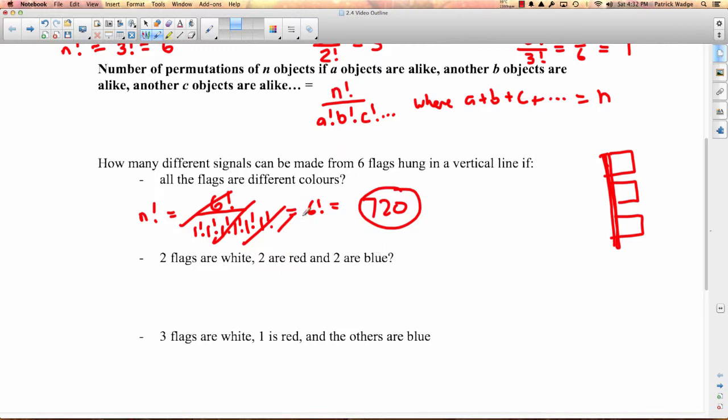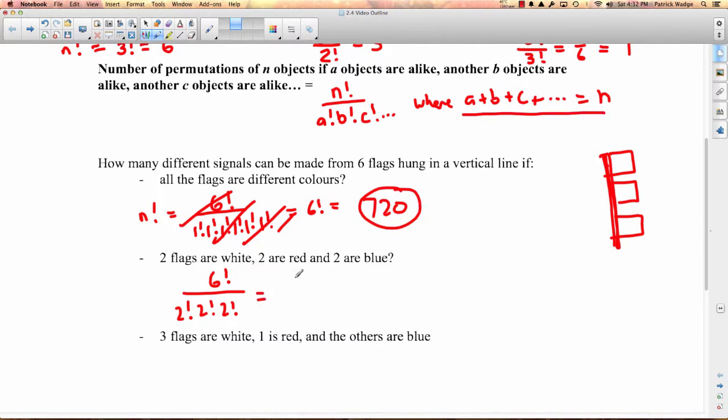So what we do is, again, n factorial. So how many flags total? 6. So that's 6 factorial. But then 2 of the white ones, they're identical. So we have 2 white ones that are identical, 2 factorial. Then we have 2 red ones that are identical, so 2 factorial. Then we have 2 blue ones that are identical, 2 factorial. And do you see that this 2 plus 2 plus 2 equals 6, just like we said it would right here. And now we can actually get the answer.